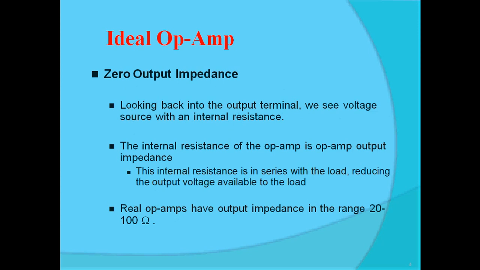Zero output impedance. Output impedance is measured when we are looking back into the output terminal. So we see a voltage source with an internal resistance. This internal resistance of the op amp is the output impedance. This internal resistance is in series with the load, and that will reduce the output voltage available to the load. So it will range from 20 to 100 ohm.